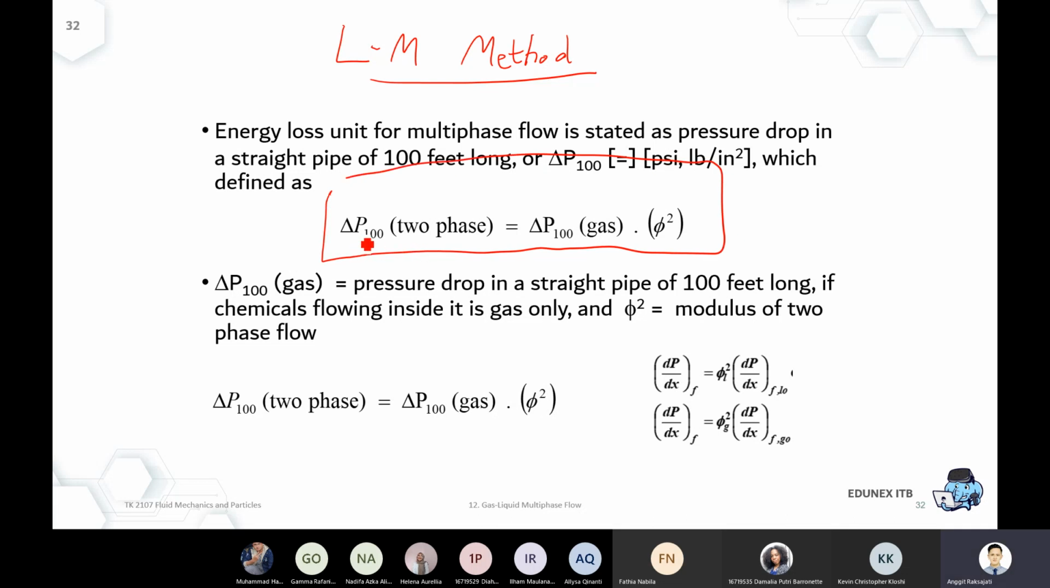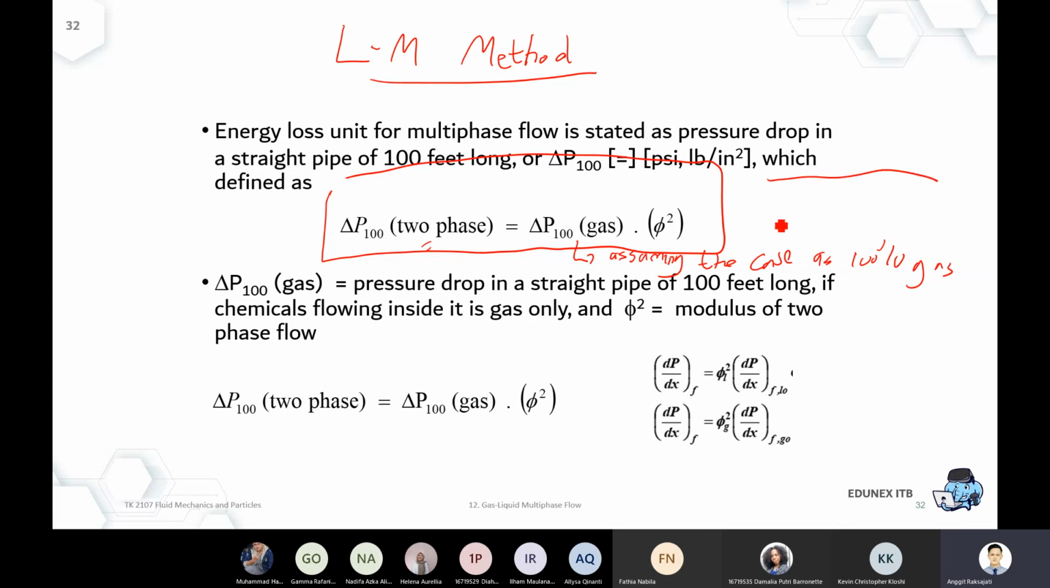We try to calculate the pressure drop of a two-phase flow, but it's just too impossible to directly calculate it as a two-phase flow. So we start by assuming the case as gas flow, as 100% gas. Okay, so what does that mean?